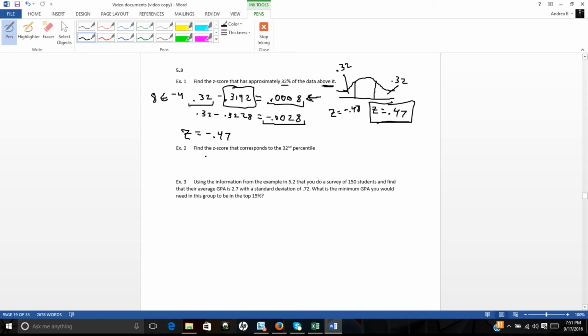So for the next one there, we wanted to find the z-score that corresponds to the 32nd percentile. So we talked about percentiles a little bit before. Remember, for a percentile, that means that you'd have 32% that scored below that score. So in other words, that represents 0.32 down here. And we already found that here in example 1, that was a z-score of negative 0.47.